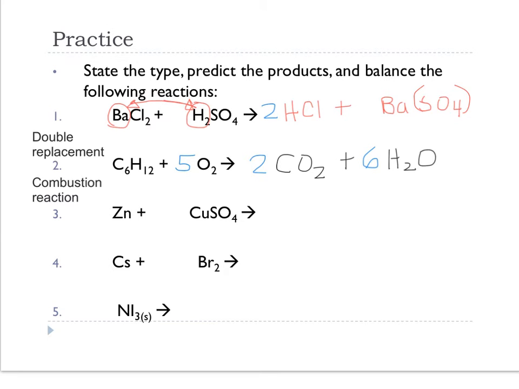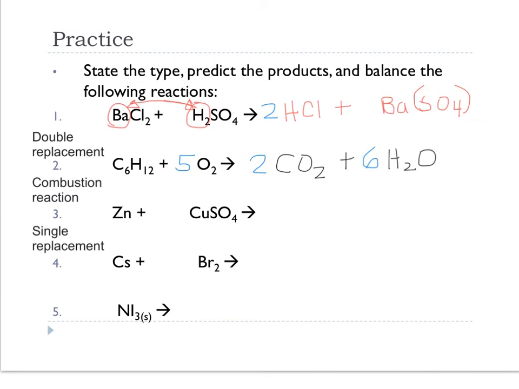Now looking at the third example, we have an element, in this case zinc, plus a compound. Element plus compound, that is going to be a single replacement reaction. The key in a single replacement is that whatever type of element you have, it's going to replace the same type of element in the compound. If you've got a metal as the element, it will replace the metal part of the compound. If you have a problem where it's a non-metal, it's going to replace the non-metal part.